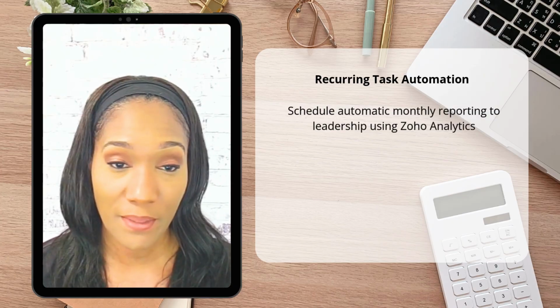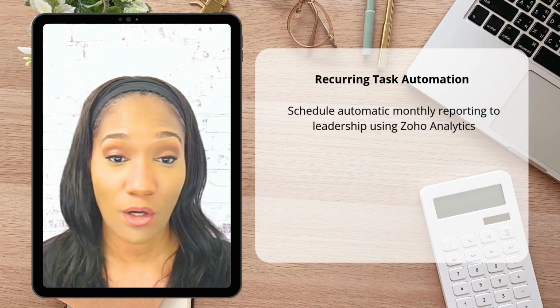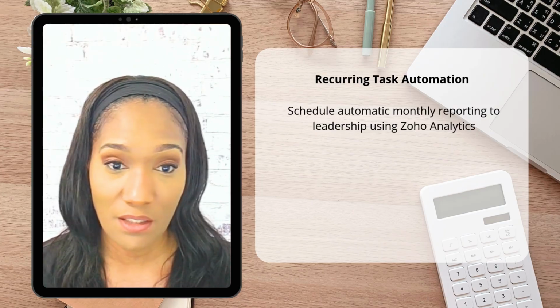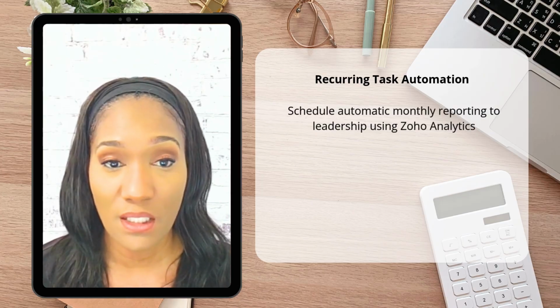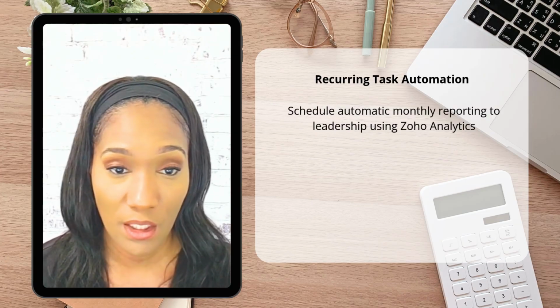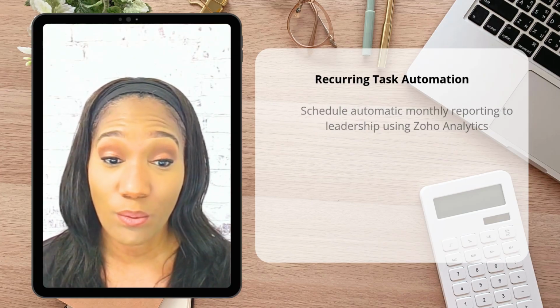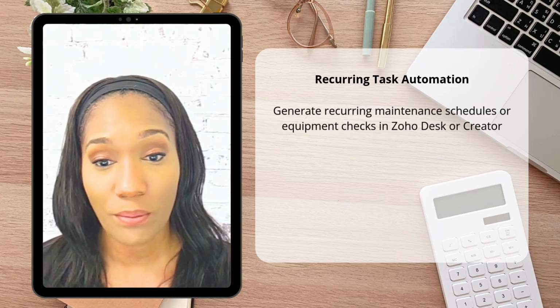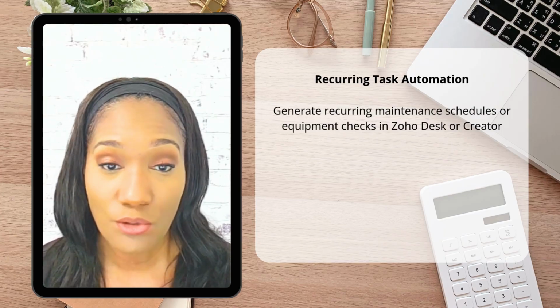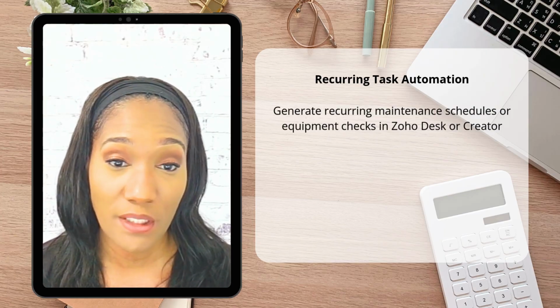all of the time. You can set it on a schedule where it'll automatically go out at the month end or at the beginning of the next month, or whatever the scheduling is. You can send it out monthly, annually, quarterly. You can also generate recurring maintenance schedules or equipment checks in Zoho Desk or Zoho Creator. Those are just a couple ways that you can set up recurring tasks.